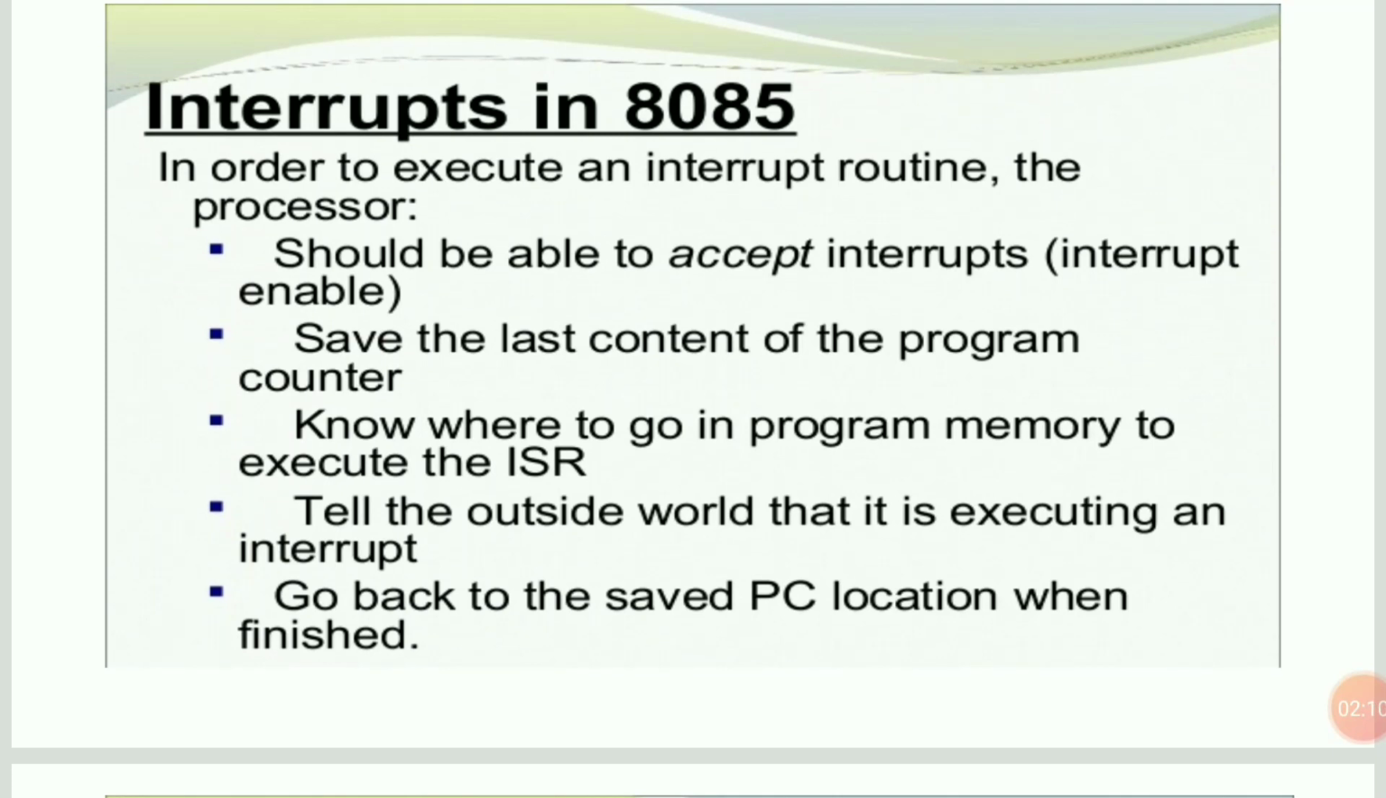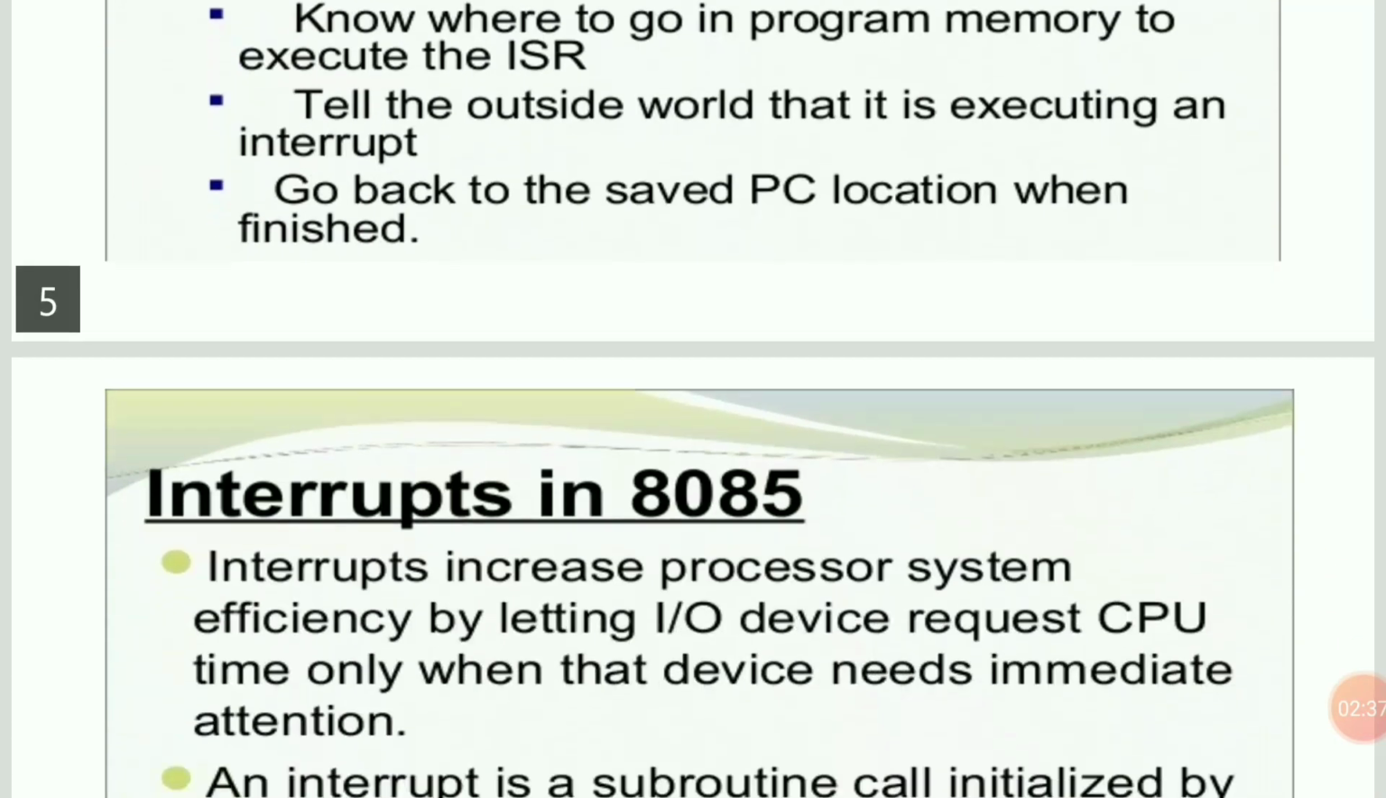In order to execute an interrupt routine, the processor should be able to accept interrupts, that is, interrupt enable. Save the last content of the program counter. Know where to go in the program memory to execute the ISR. Tell the outside world that it is executing an interrupt. Go back to the saved program counter location when finished.